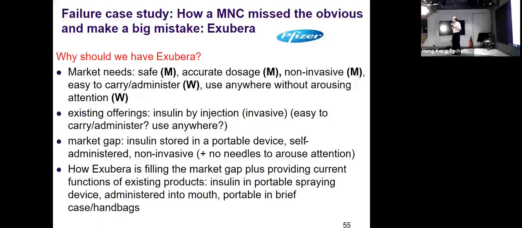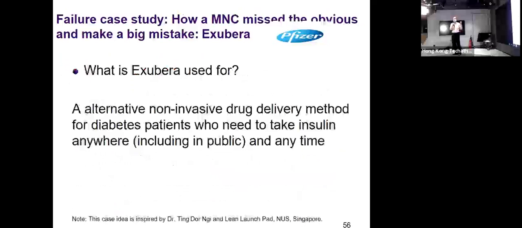And somehow they developed something that you can spray into your mouth. So this is the breakthrough. They really think outside of the box. So what is it useful for? It is very simple. It's for diabetes. Spray into the mouth instead of having an injection.